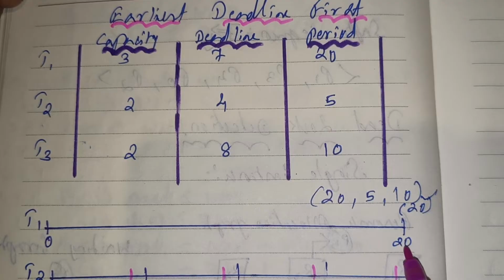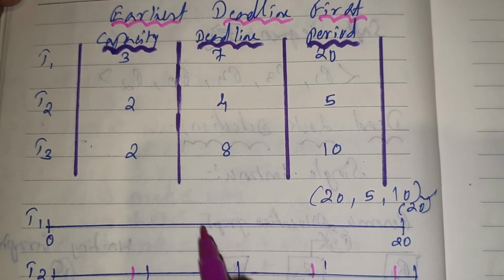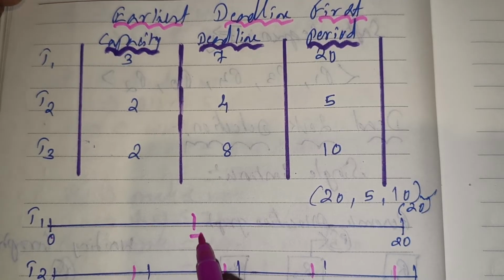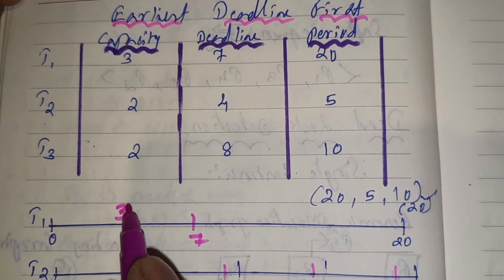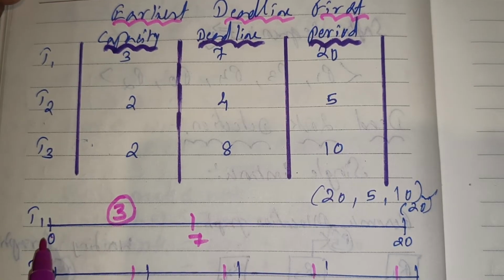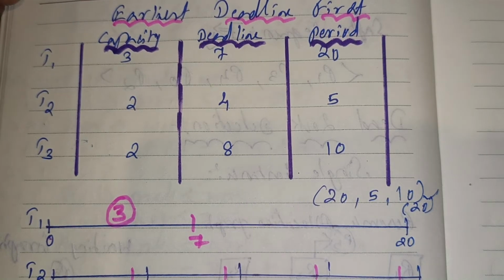So 0 to 20 is the period in which it can execute, that is, the deadline. Say for example here it is somewhere around 7, and it can execute the capacity of 3. Okay, and the time period is 0 to 20. That means it is executing only once.